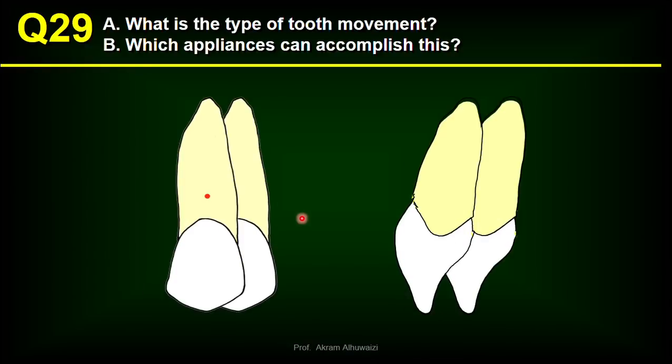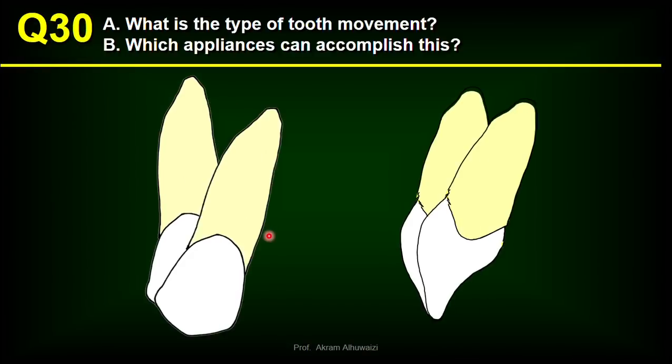What's the type of tooth movement here? This is a bodily tooth movement, and it's only accomplished by fixed orthodontic appliances. What is the type of tooth movement here? This is torquing movement or root movement. That would be more precise. And it only can be accomplished by fixed appliances.